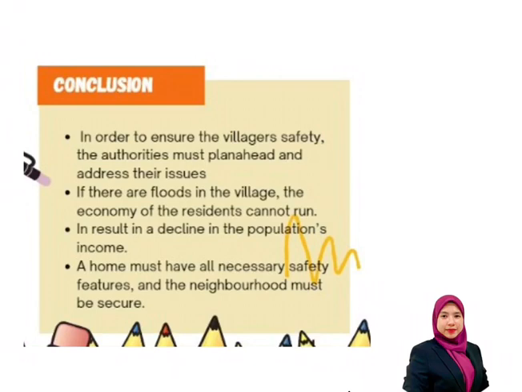The construction of drains that divert water to the river is another method of preventing flooding. This approach will undoubtedly help to lessen the floods. This means that for a housing area to be considered sustainable housing, a home must have all necessary safety features and the neighborhood must be secure. In order to create a home that is connected to sustainable housing, house builders must utilize creative and new ways.